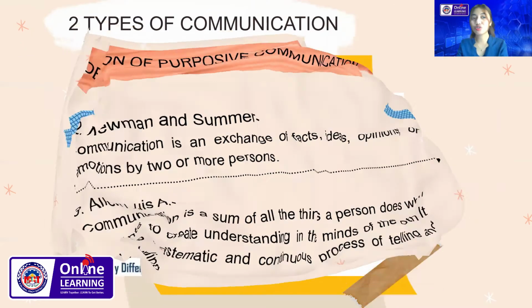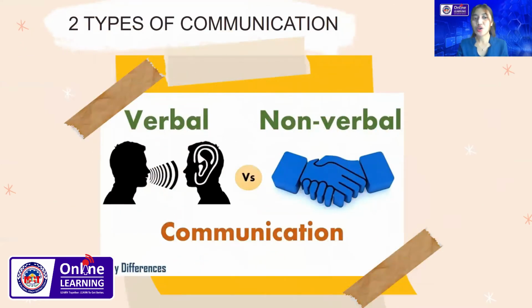Let us now proceed to the 2 types of communication. We have verbal and non-verbal communication. When we say verbal, it's the ability to communicate using words. These are the elements of communication wherein you choose the words and your receiver will be the one who hears or interprets that specific word or term. When we say nonverbal, it's the ability to communicate without using words. Instead, we just use our body gestures, movement, facial expressions, etc. So these are the two types of communication. Again, we have verbal and non-verbal communication.